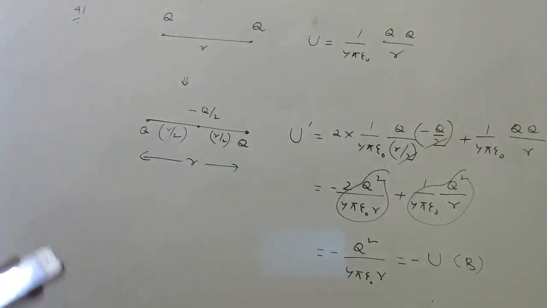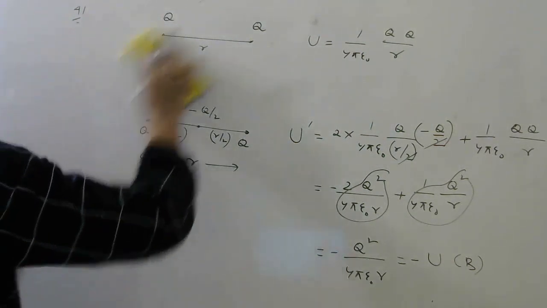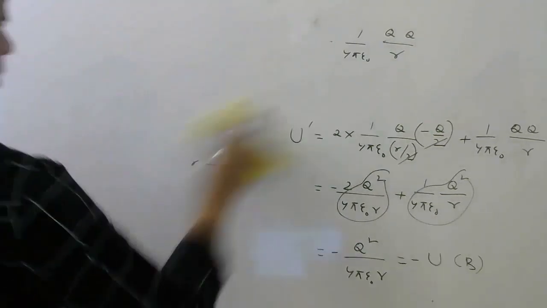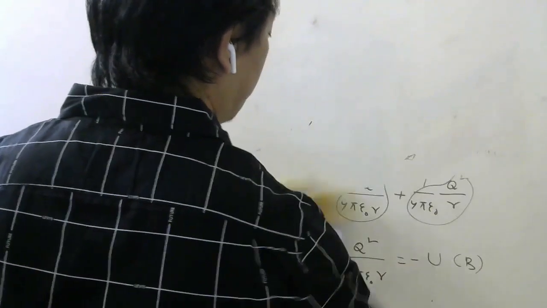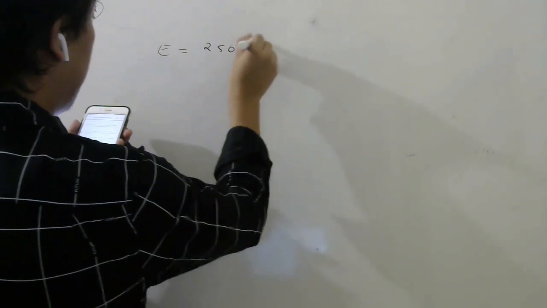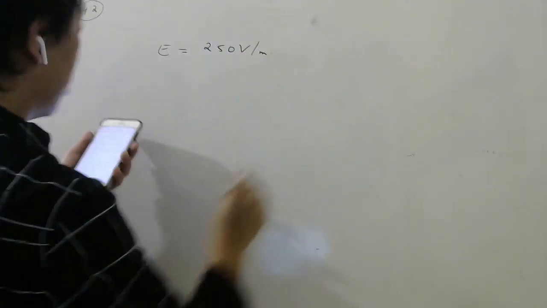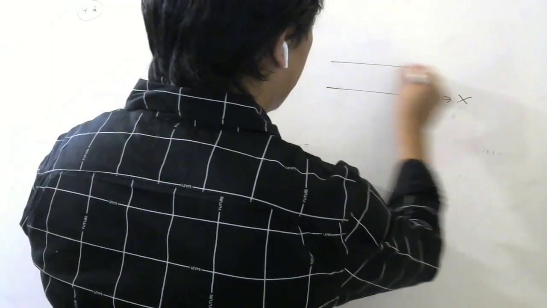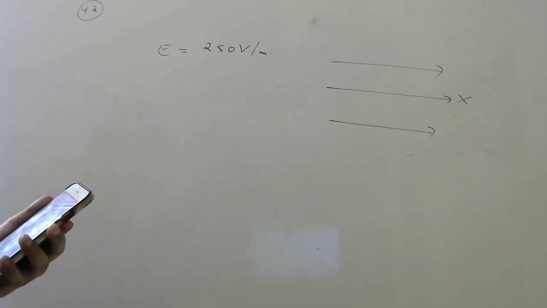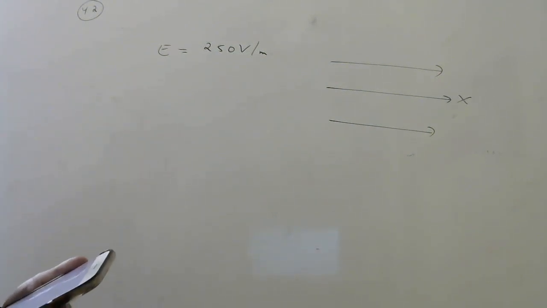Question number 42, you see, a uniform electric field of magnitude 250 volt per meter. So electric field is uniform, 250 volt per meter. Question number 42. And it is given as 250 volt per meter, is directed in the positive x-axis. So this is x-axis, electric field is uniform. A plus 12 microcoulomb charge is carried from origin to a point 20 centimeter, 50 centimeter.